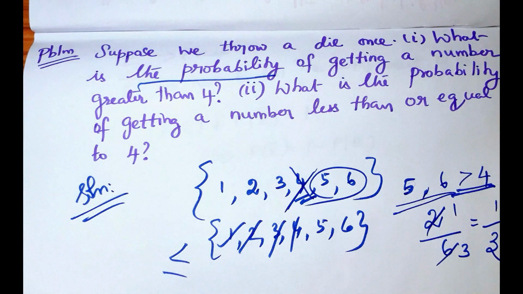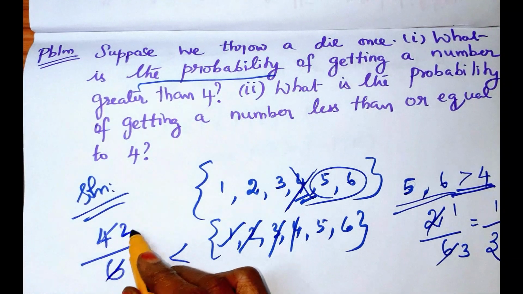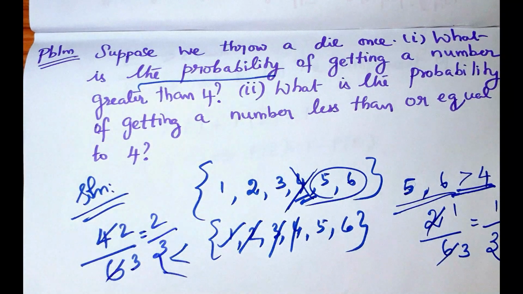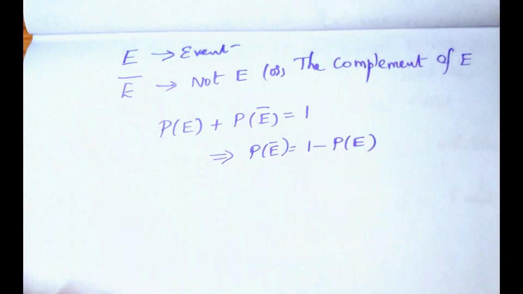Greater than 4 means only 5 and 6 come. Correct? But here they have said less than or equal to 4. Less than or equal to 4 means 4 is included. So 1, 2, 3, 4. So in total we have 4 outcomes and on the whole we have 6. So 4 by 6. When I simplify this, it is 2 by 3. So it is 2 by 3. Is it clear?